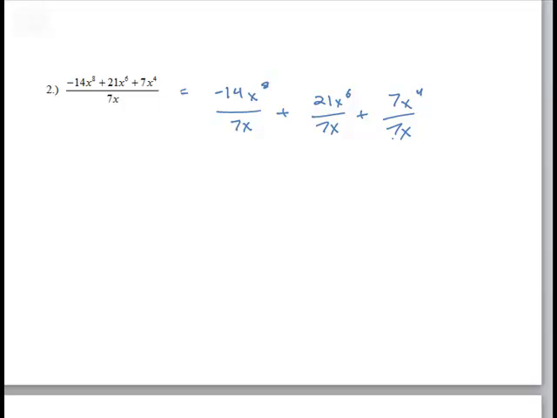Simplify each fraction in this case. The first fraction becomes negative 2x to the 7th, plus 3x to the 5th, plus the final term, x cubed. So a final simplified answer in standard form as well.